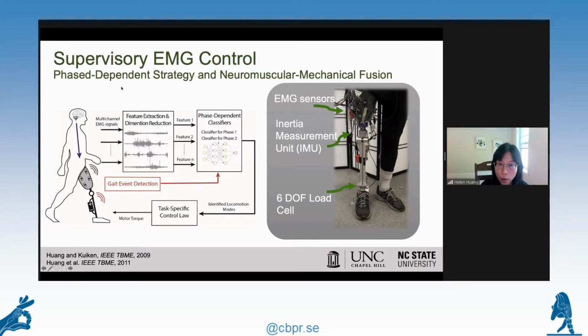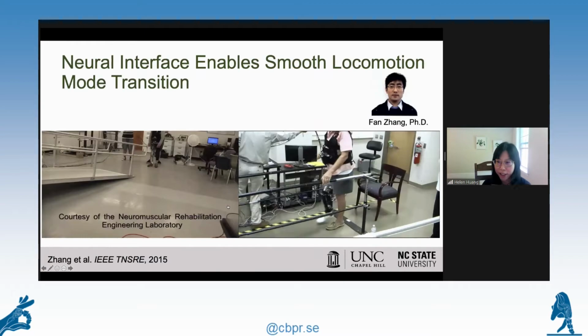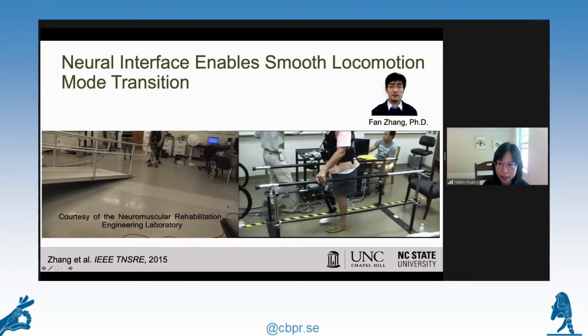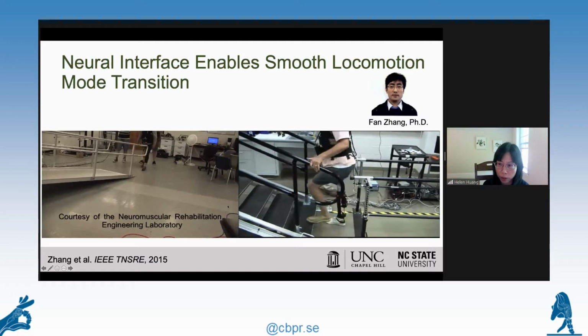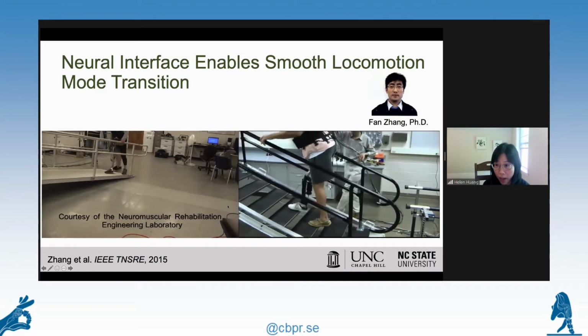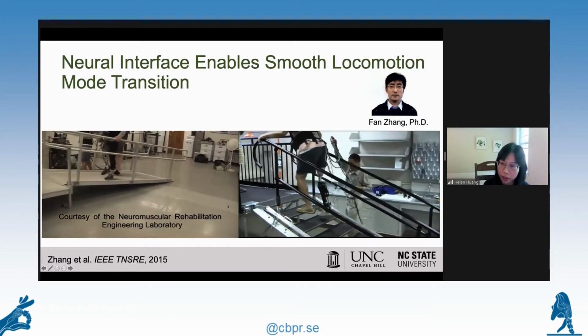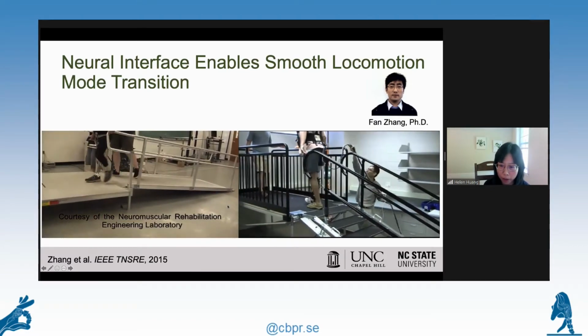And then I initially used this phase-dependent strategy applied on the EMG signal, and later extended it to fuse EMG as well as the mechanical sensors hooked up in the prosthesis together to predict the locomotion mode. Just to fast forward, after a couple of years we made it work in real time and control the device. And probably you have seen this as well, that the user is able to transit terrain or locomotion mode smoothly, seamlessly, without stopping or using other body motion.